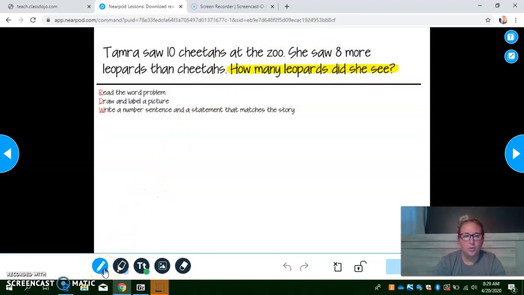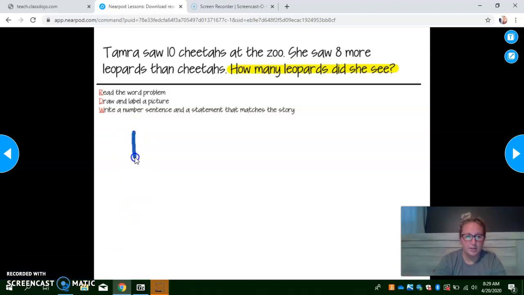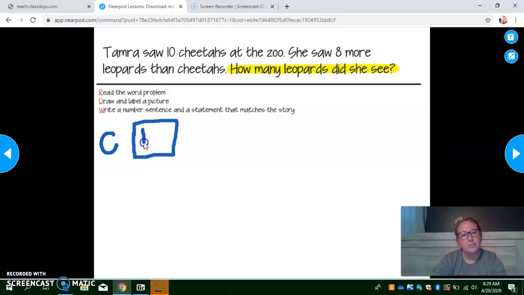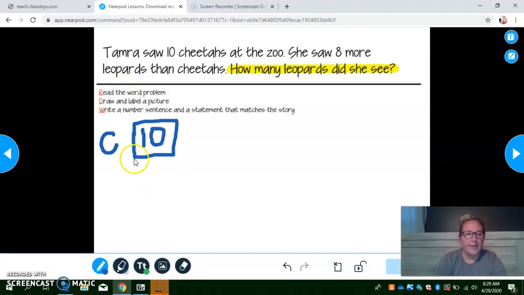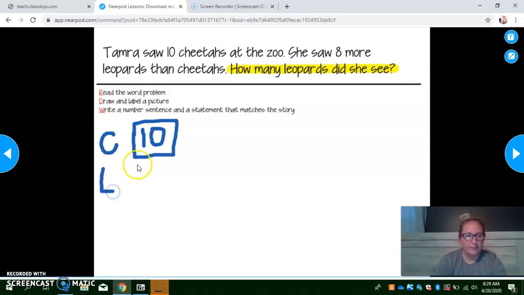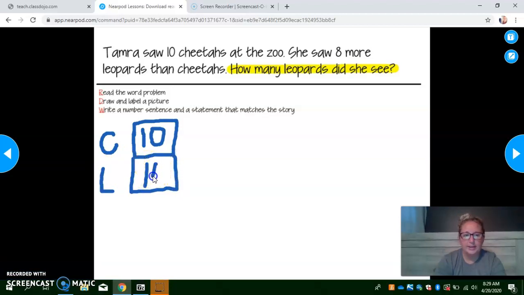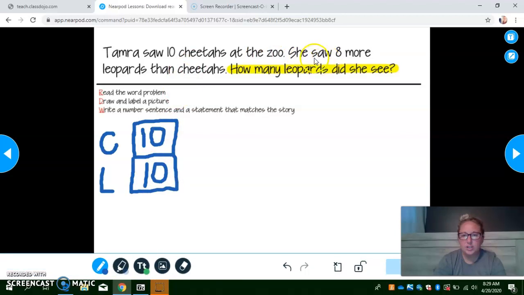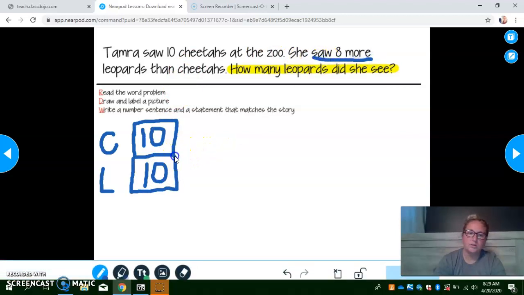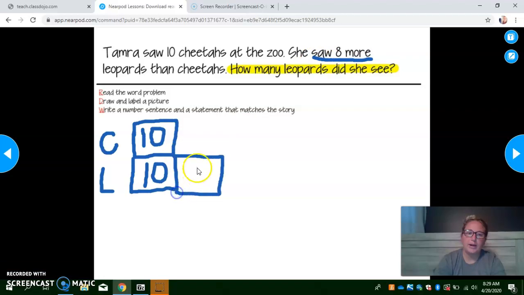Okay, so this reminds me of the tape diagram that's stacked. So I'm going to do a box. I'm going to label it C for cheetahs. Tamara saw 10 of those. And the next one is leopards. I'm going to do L for leopards. We know that she saw at least 10 leopards, but it says that she saw 8 more. So we're going to add a box.